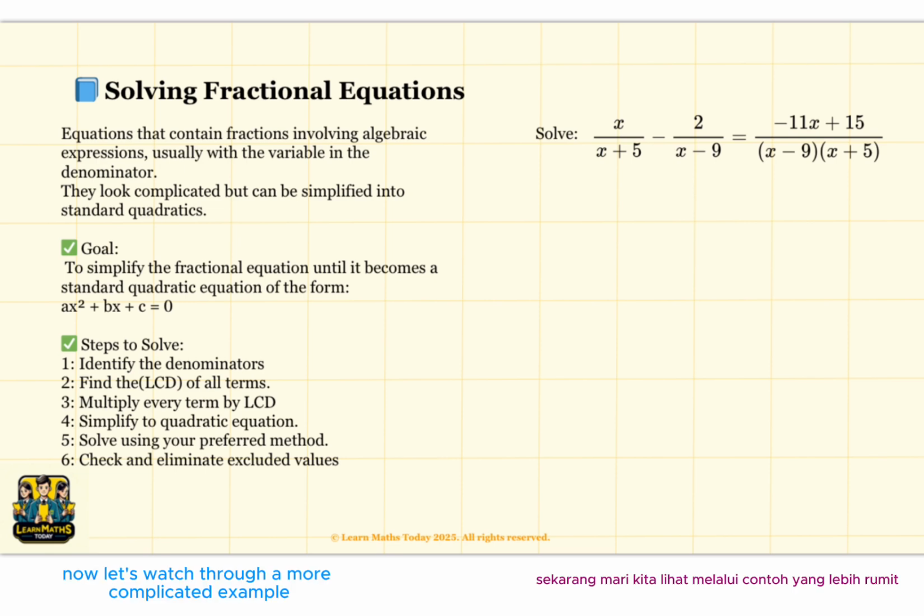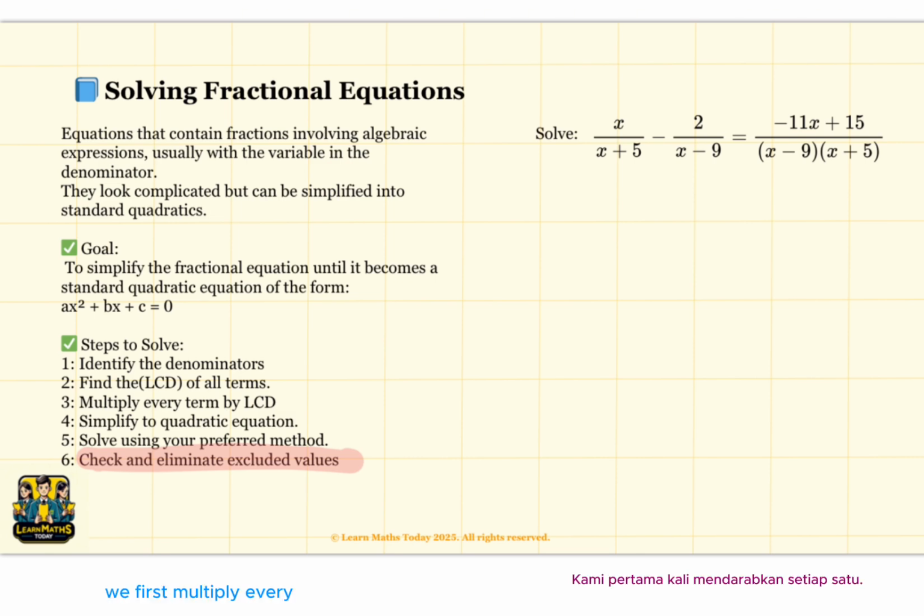Now let's walk through a more complicated example, and this will show us why checking for excluded values is important. Here we solve x over x plus 5 minus 2 over x minus 9 equal to minus 11x plus 15 over x minus 9 multiplied by x plus 5.